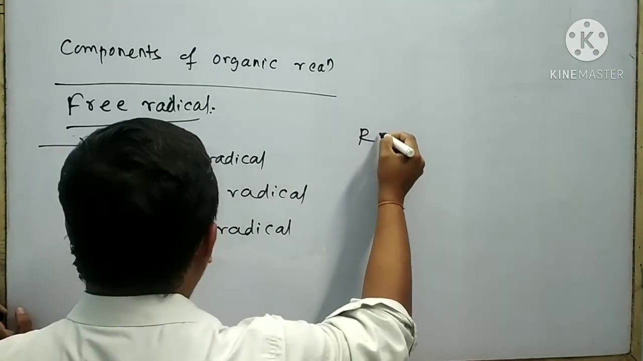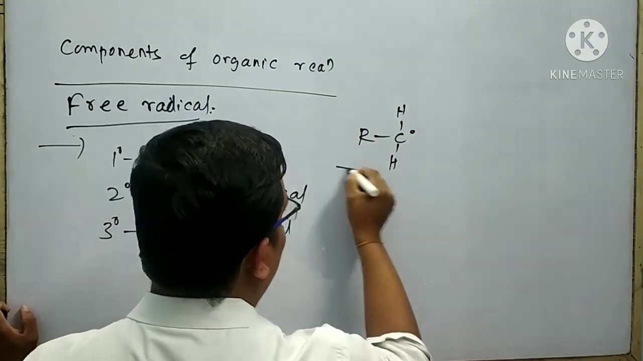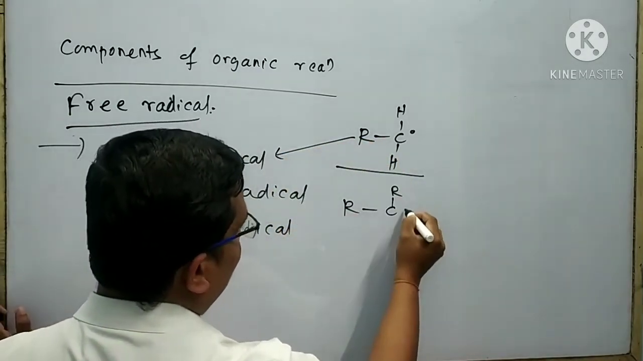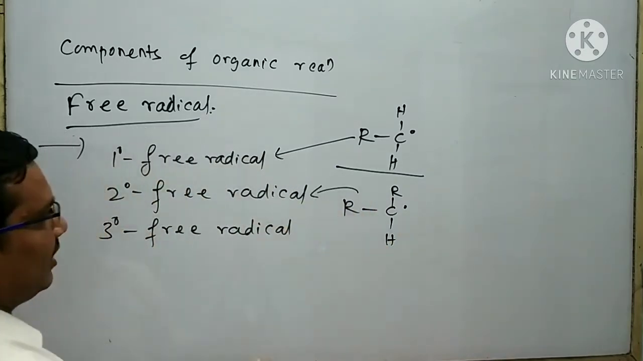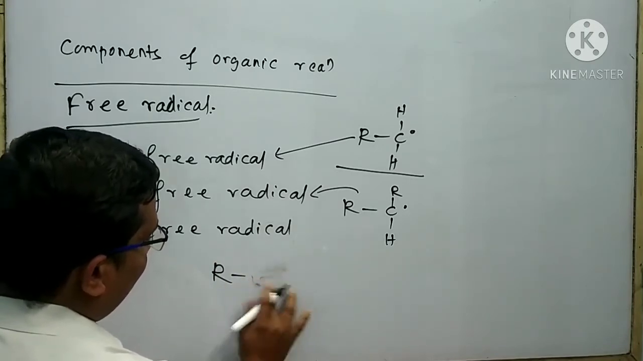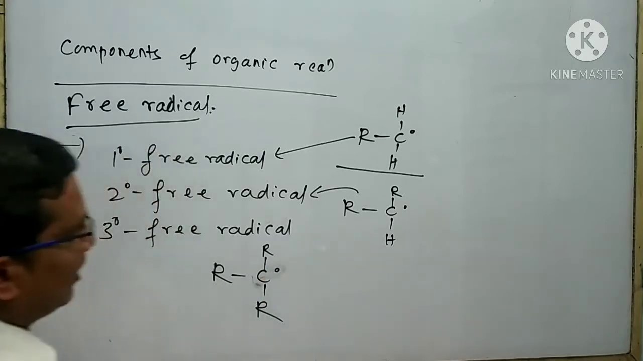This is the general representation of a 1 degree free radical. This is the general representation of a secondary free radical. This is the general representation of a 3 degree free radical.